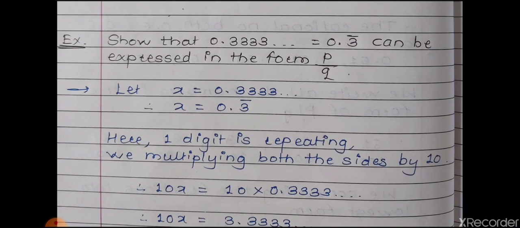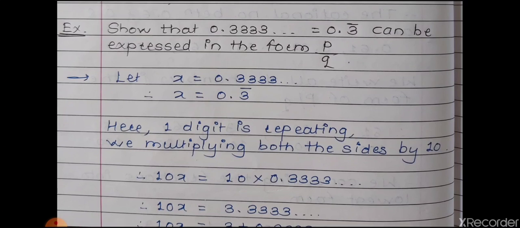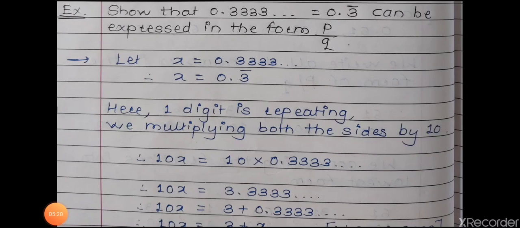Second example: show that 0.3333 and so on, which is equal to 0.3 bar or 0.3 with a dot, can be expressed in the form p by q, where p and q are integers and q is not equal to 0. We have to express this number in the form p by q. First we consider this number as x. Let x be equal to 0.333 and so on, so x is equal to 0.3 bar. Here the digit 3 repeats.